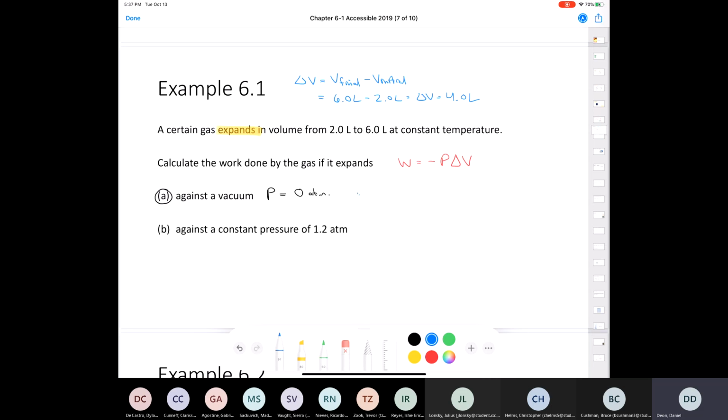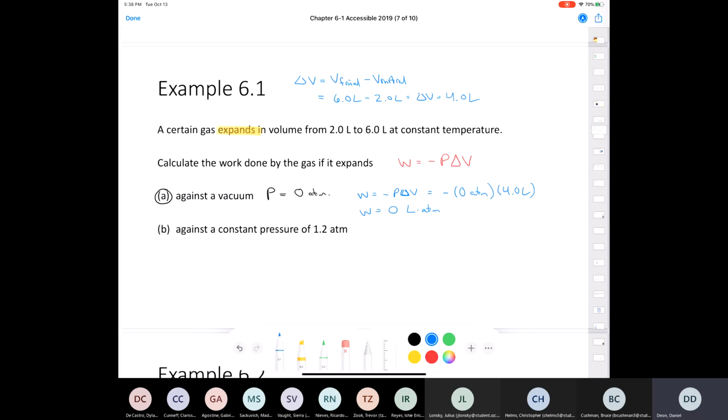Well, if we use our formula, W is equal to negative P times delta V, I'm sure you can all work the math out for this one in your head: negative 0 atmospheres multiplied by 4.0 liters. Work is going to be equal to 0 atmospheres liters, which we normally write, just as a convention, as liters atmospheres. Now you might be wondering, what are the units of liter atmospheres? The units of liter atmospheres are actually energy units, and I'll get to that in a second.